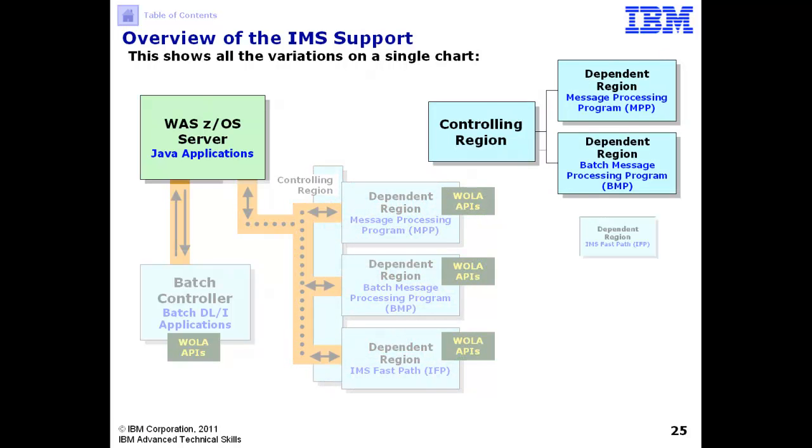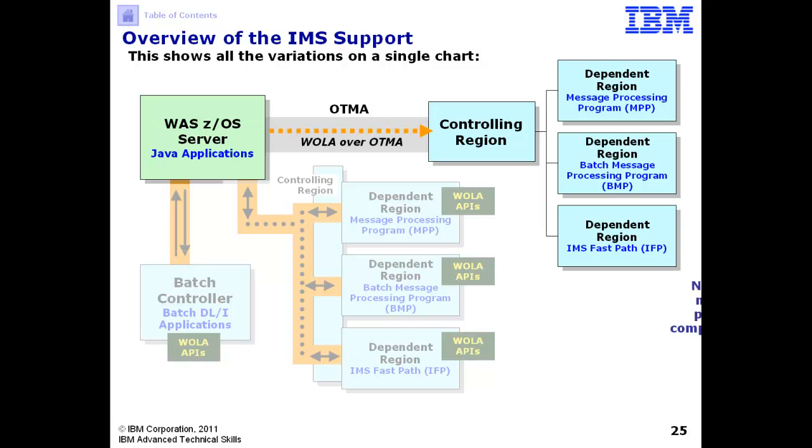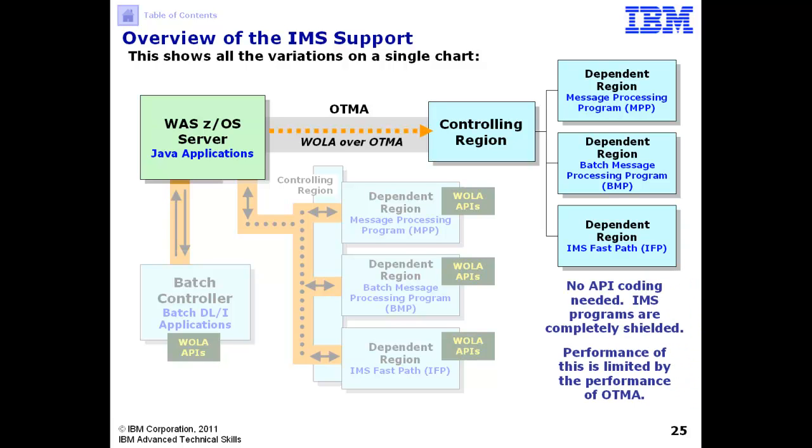The next form of WOLA usage we will illustrate is WOLA over OTMA. This is limited to outbound calls only. This is due to the design of OTMA. MPP, BMP, and IFP dependent regions may be used with WOLA over OTMA. In this model, the programs in IMS are shielded entirely from any awareness of WOLA. They are shielded by the IMS OTMA interface.